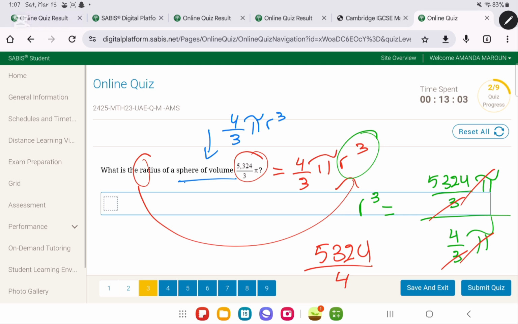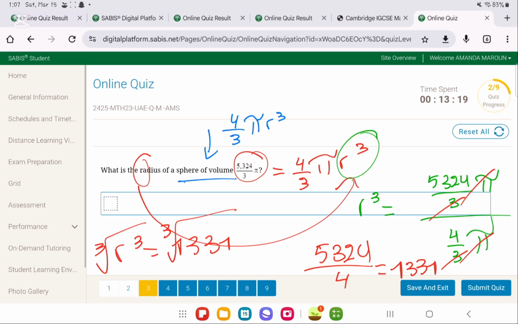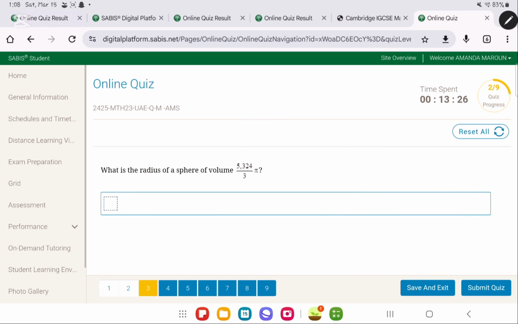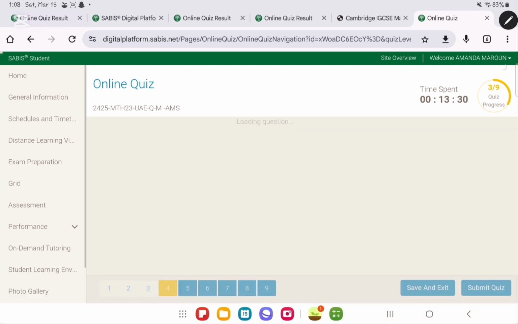5324 over 4, you will get an answer which is 1331. So now r cubed is equal to 1331. You will do the third root or the cubic root of each one. To do it on the calculator, you are going to do shift radical. You will get cubic root. You will put 1331 under the radical, and you will get that r is equal to 11. So very simply, we found the radius of the sphere of this volume.